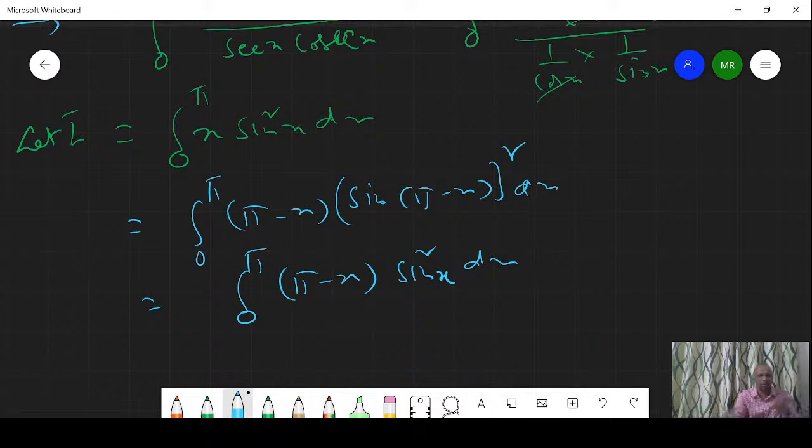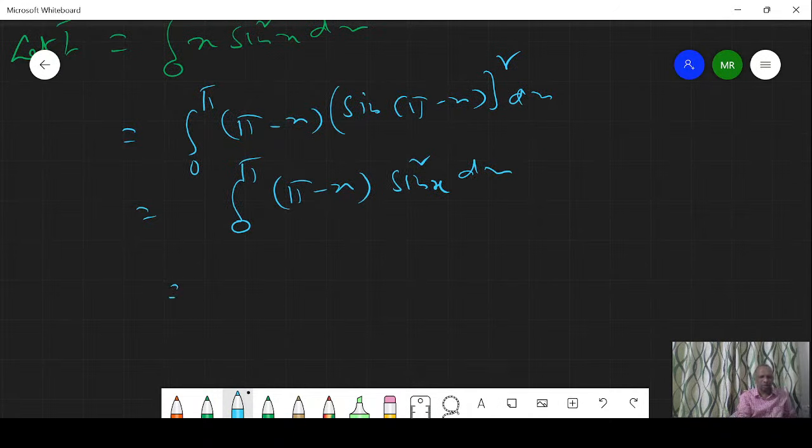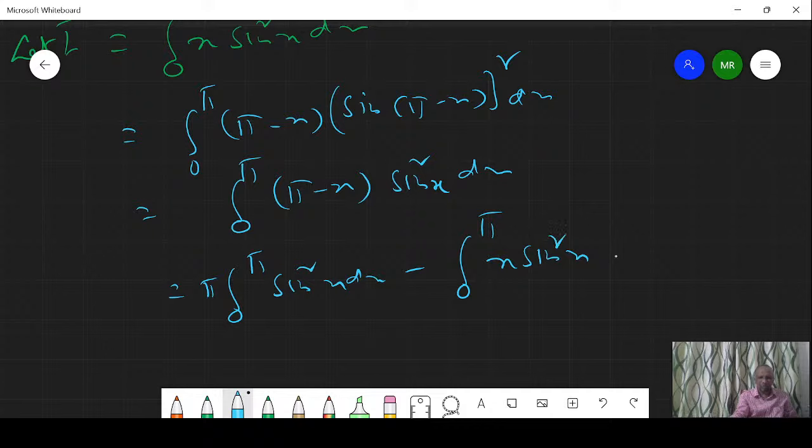Now you can split this: pi into 0 to pi sin square x dx minus 0 to pi x sin square x dx. So that is the given problem. I only write x sin square x dx. This is I. So we have left side I.